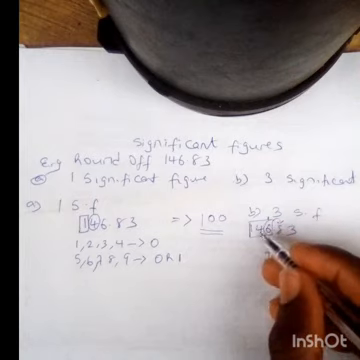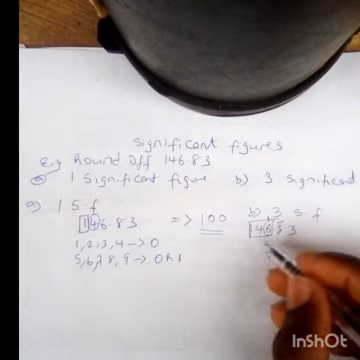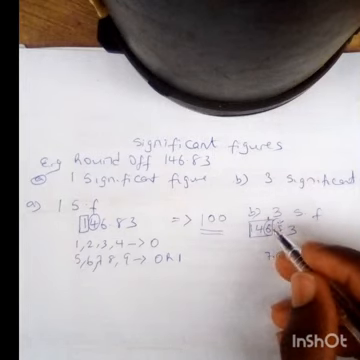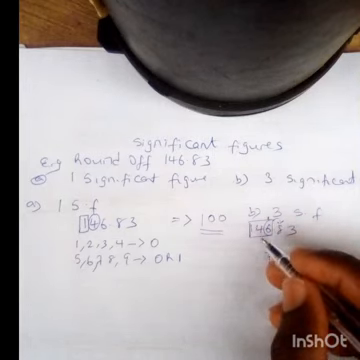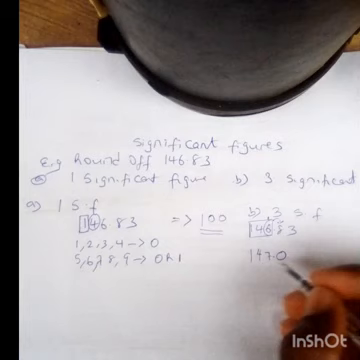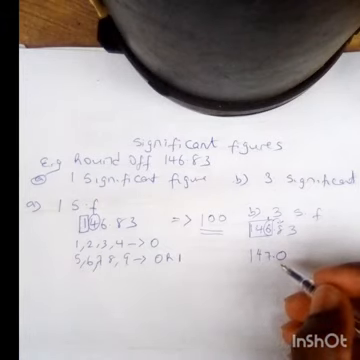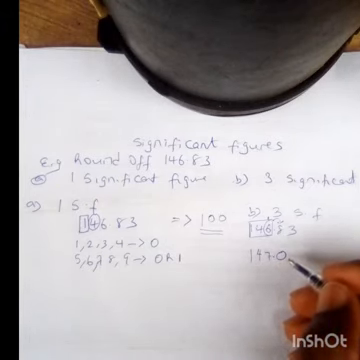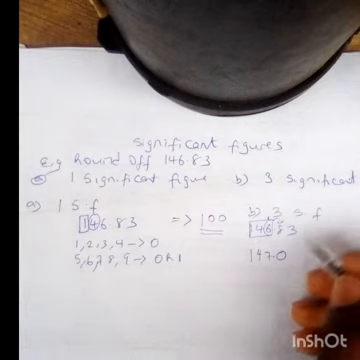Then 1 plus 6 is 7, then 4 remains there, then 1 remains there. So we have 147.0. We didn't make use of the 3.